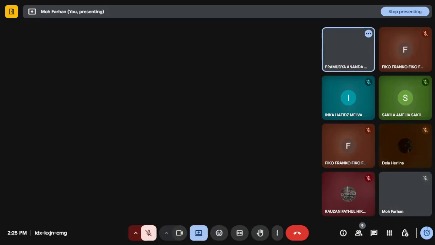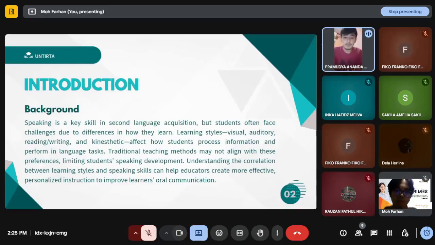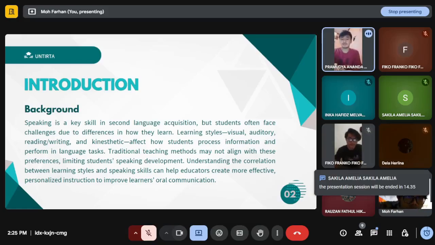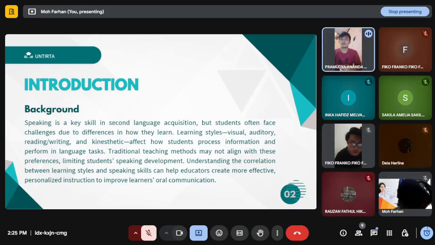So for the introduction, speaking is key in second language acquisition. Students often face challenges in communicating, and there are differences in how they learn, with learning styles like auditory, kinesthetic, reading and writing. So there can be a connection, because students can develop their speaking skill depending on their learning style. Okay, next slide, please.